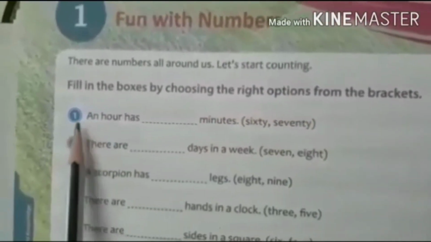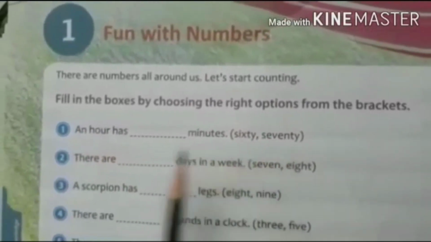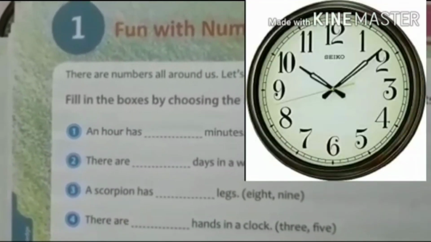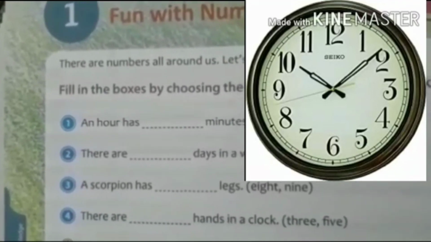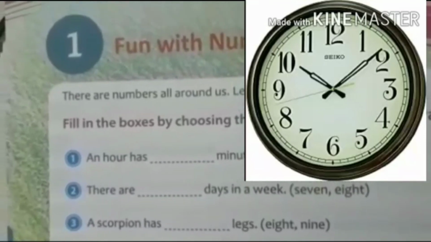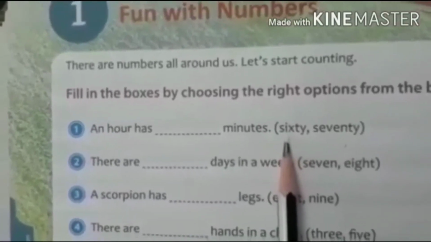First question. An hour has dash minutes, 60 or 70. Now you can see the clock. Look at the numbers and hands in the clock. When the big hand goes a full round, it becomes 1 hour. So 1 hour is 60 minutes. How many minutes are there in 1 hour? 60 minutes. You got it?